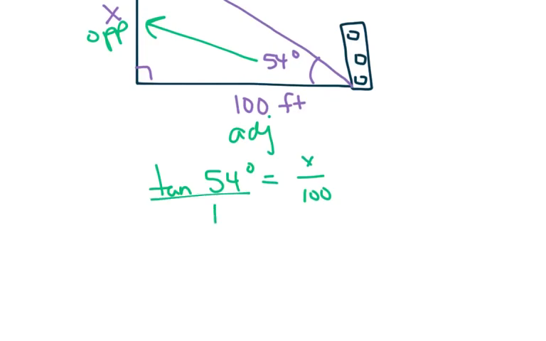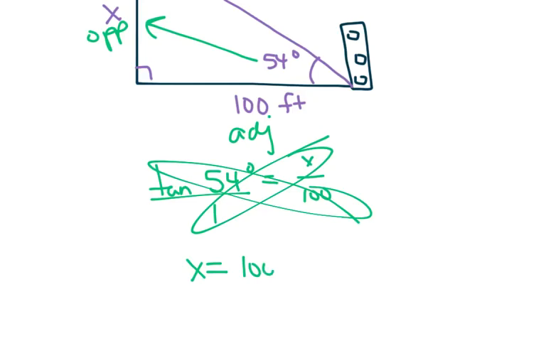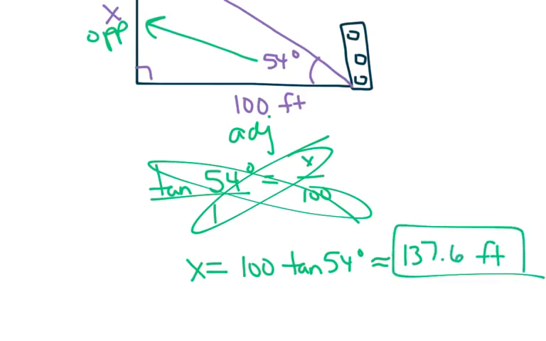Remember, this is just a proportion, so we're going to get x is equal to 100 times the tangent of 54, which is approximately 137.6 feet. It's a pretty tall flag.